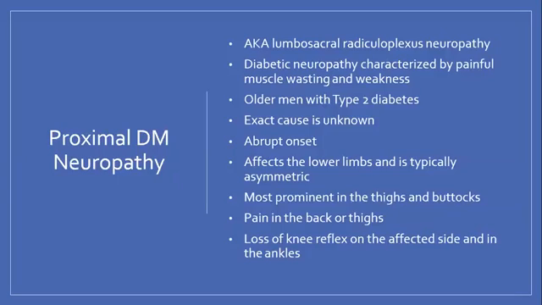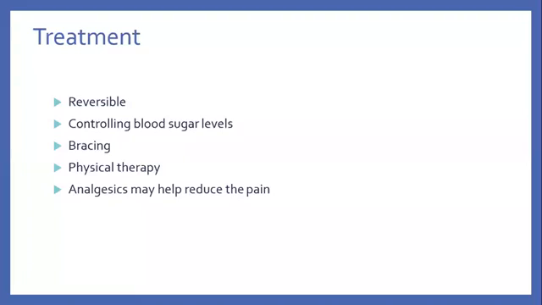It has an abrupt onset and affects the lower limbs, typically asymmetrically. It is most prominent in the thighs and buttocks, and these patients typically have pain in the back or the thighs, and these patients will have a loss of the knee reflex on the affected side, as well as a loss of the Achilles reflex. This condition is reversible, so typically these patients will have this muscle wasting, but it'll eventually go away. You can also treat with controlling blood sugar levels, bracing, physical therapy, and analgesics may help reduce the pain.